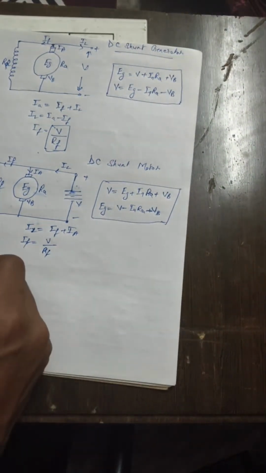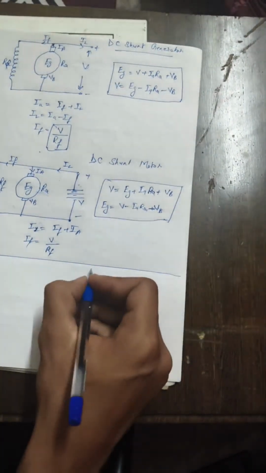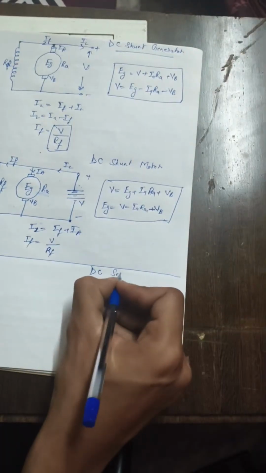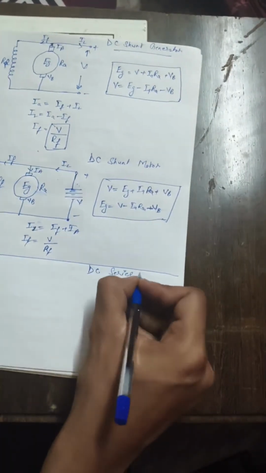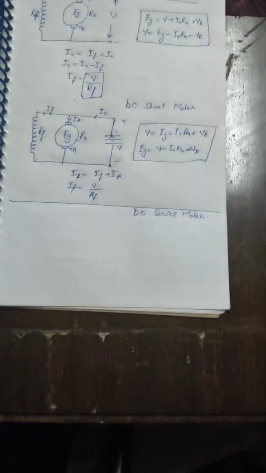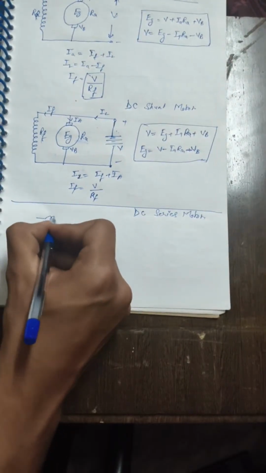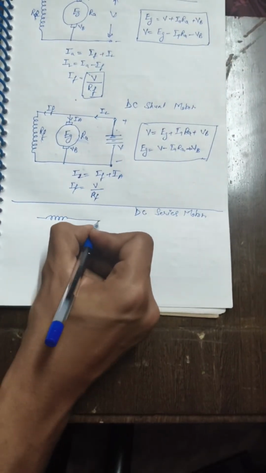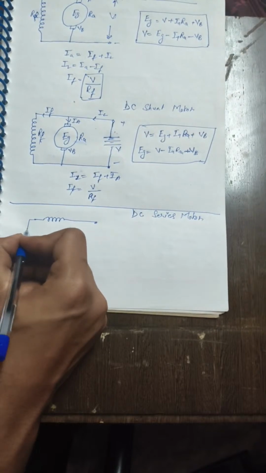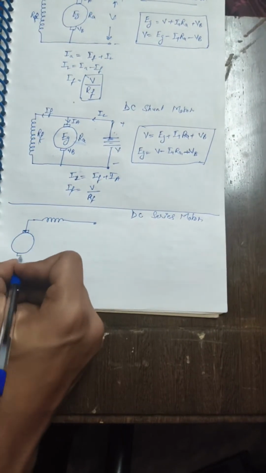So now the next concept is about the DC series motor. In this machine, the field winding is connected in series with the armature winding.